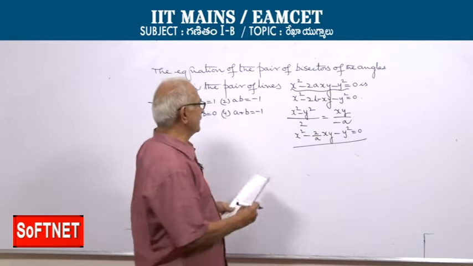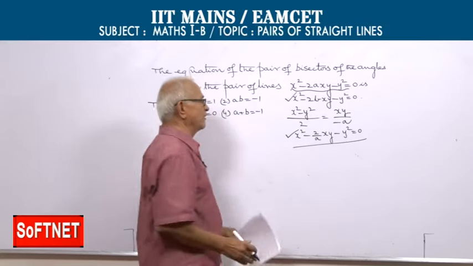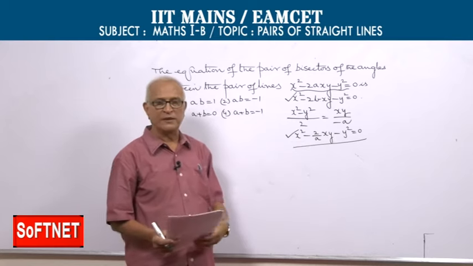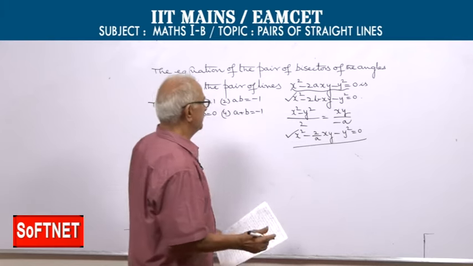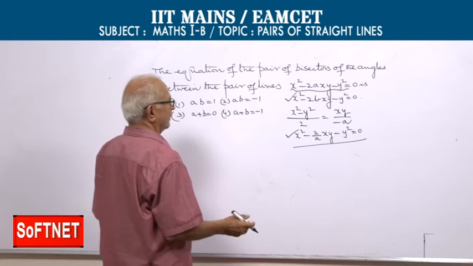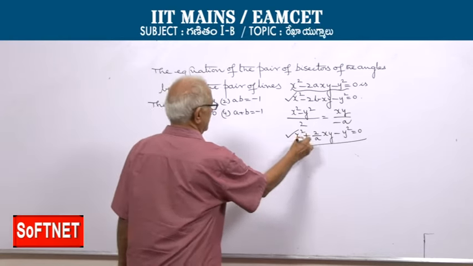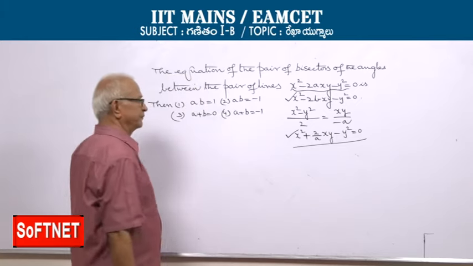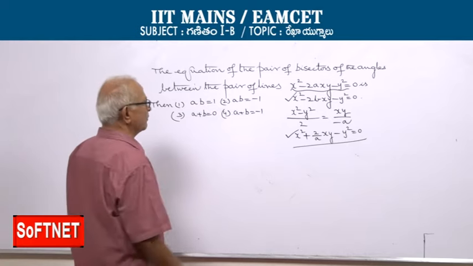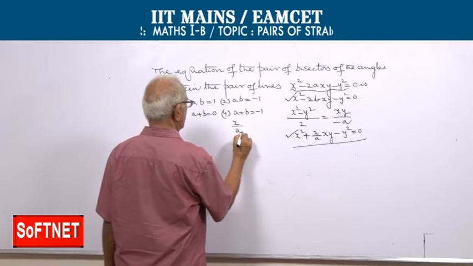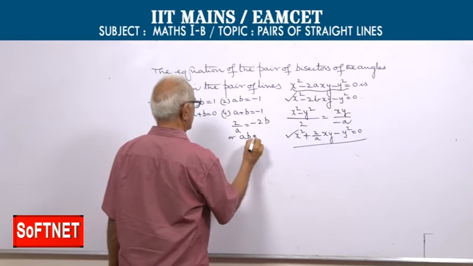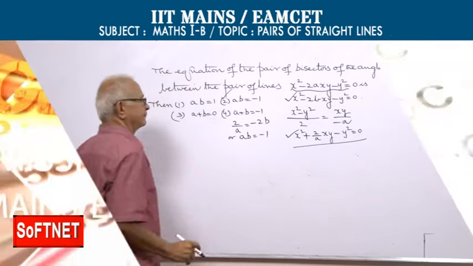But this is the same as the given equation. Compare this with the given x square minus 2bxy minus y square equal to 0. These two equations represent the same pair for the value of b such that the xy terms match, so 2 by a must be equal to 2b, that is, with the sign, minus 2b, or ab equal to minus 1. Well, that is the option.